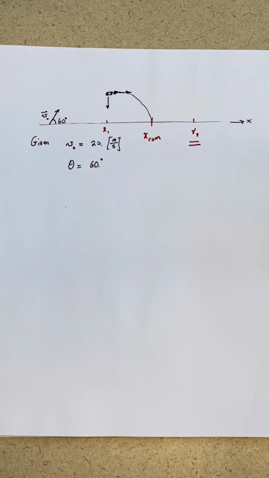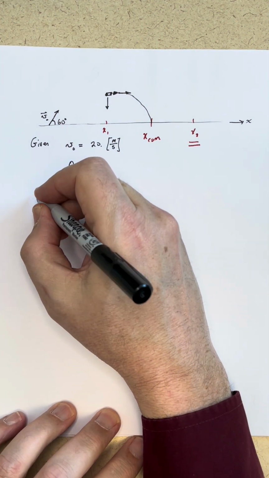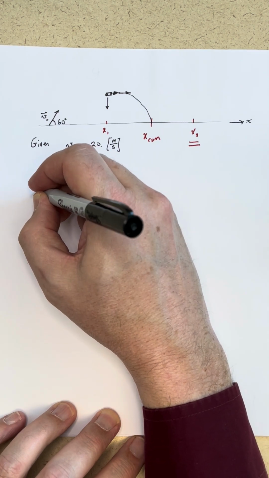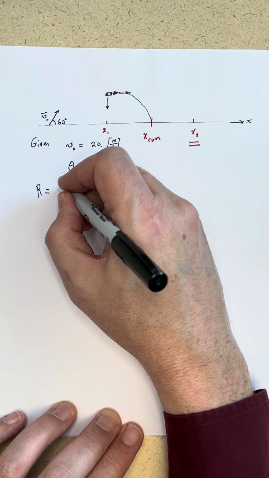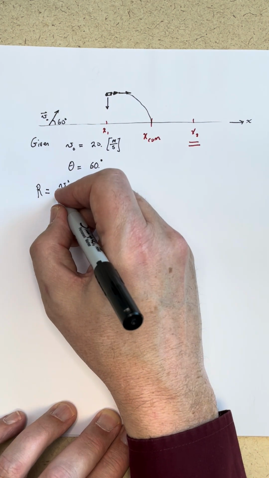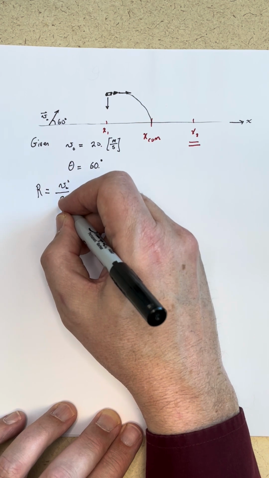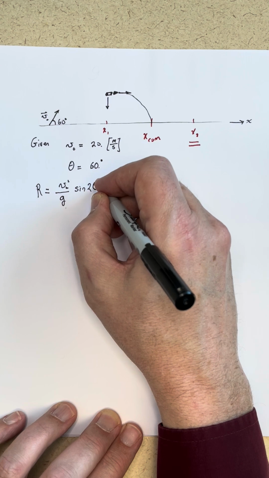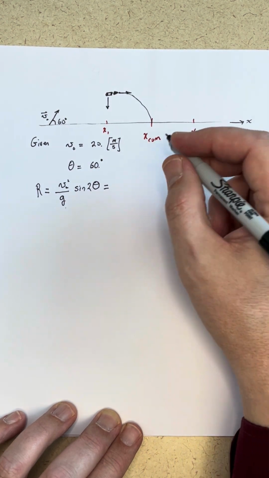And going way back when, we know that the range of a projectile is initial speed squared over the acceleration times sine of twice the launch angle. And so we know all of those quantities.